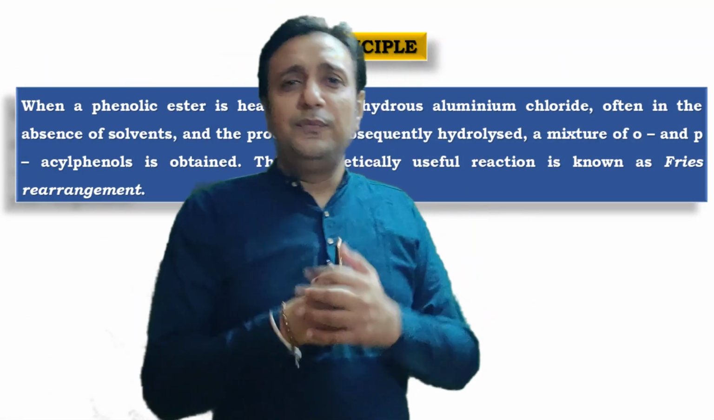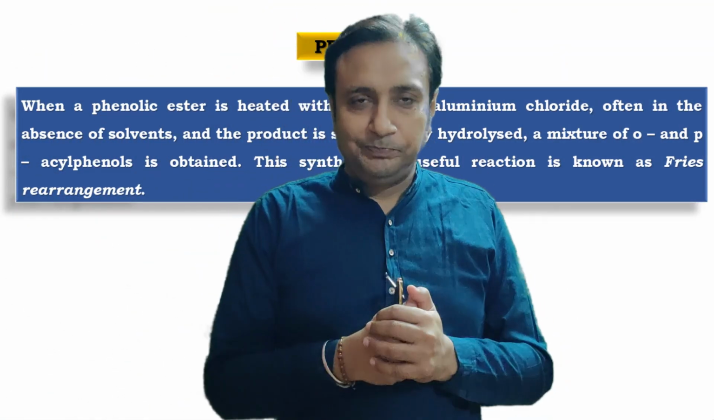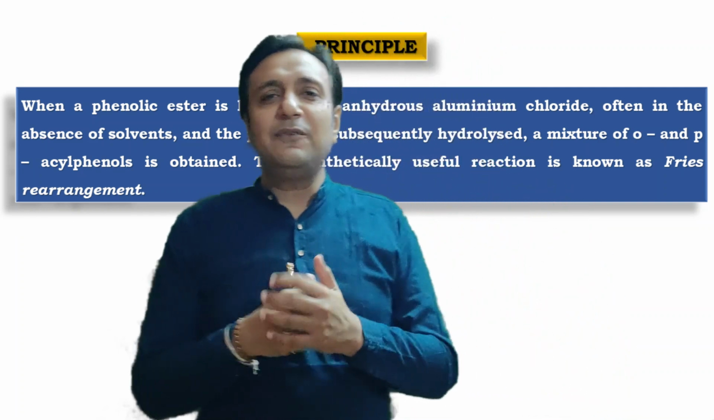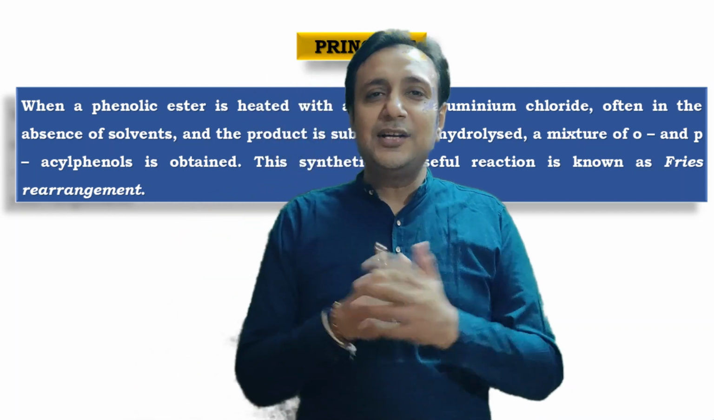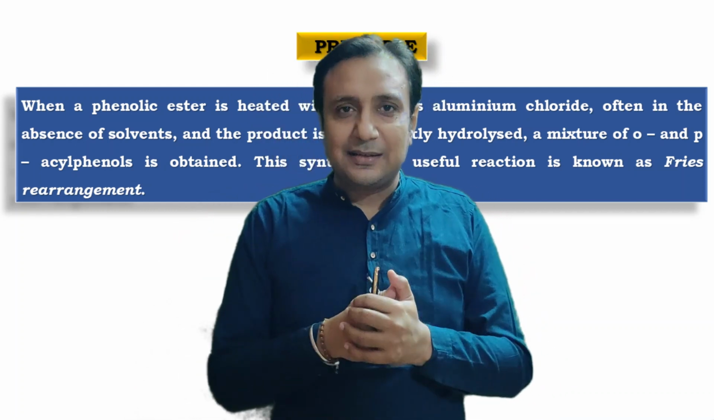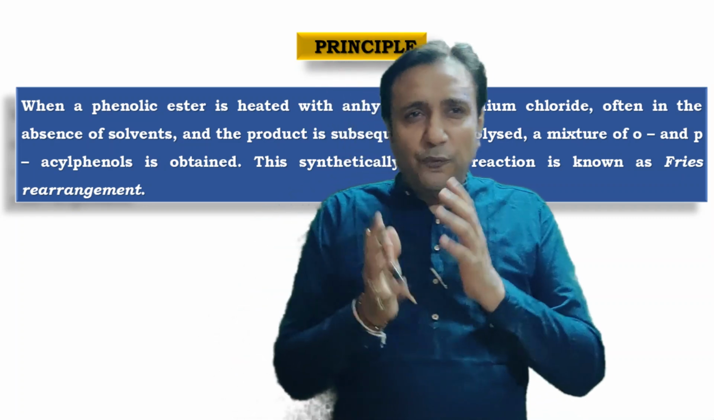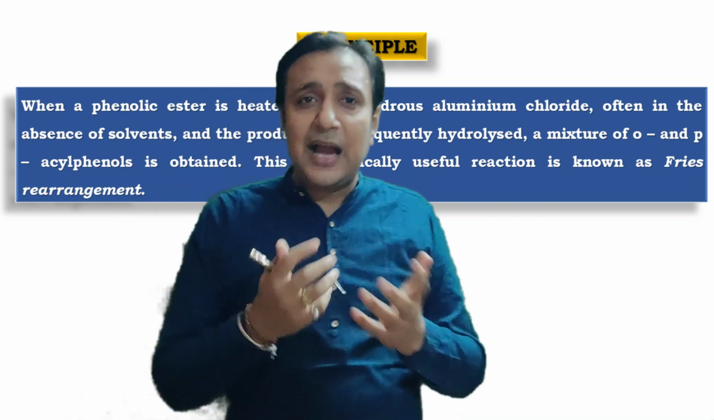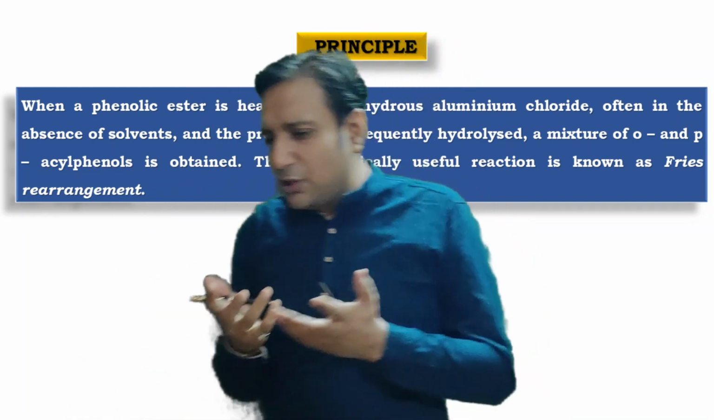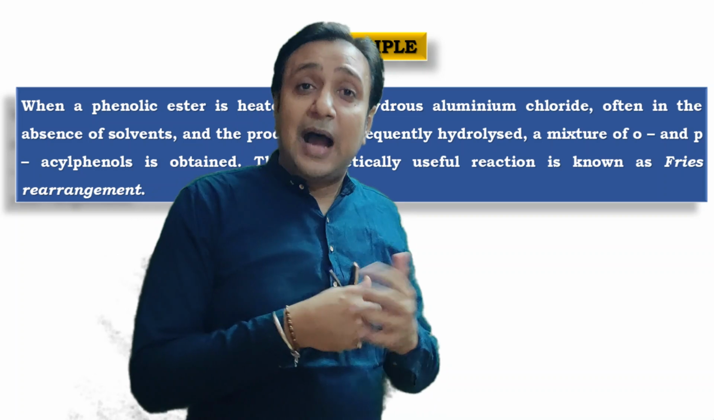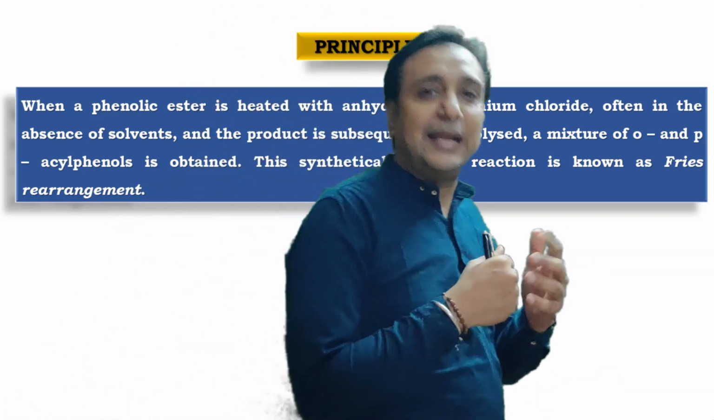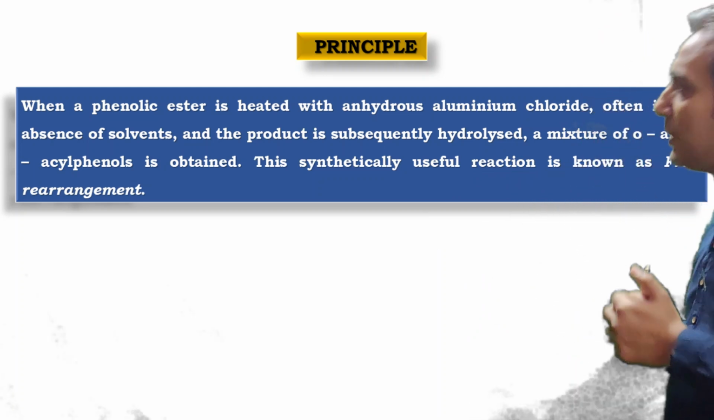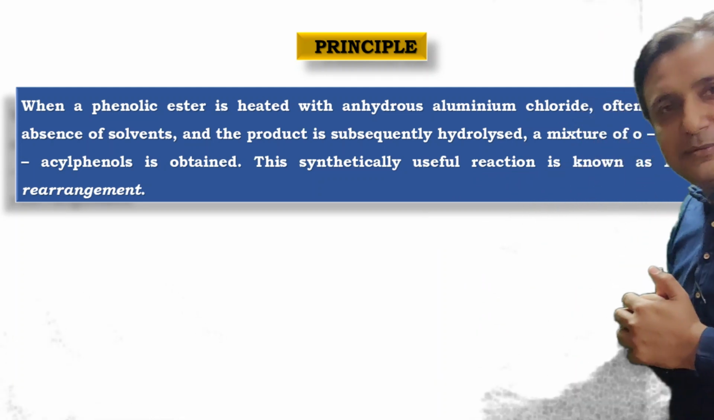Now the next part of the rearrangement is the principle. This is one of the important parts. In its principle, when a phenolic ester is heated in the presence of the Lewis acid AlCl3, often in the absence of solvent, and the product is subsequently hydrolyzed, then a mixture of ortho and para hydroxyketone is obtained. This systematic reaction is generally known as Fries rearrangement.